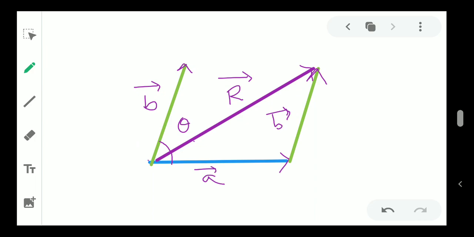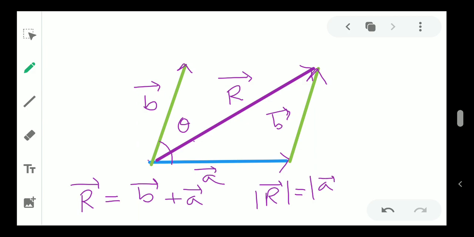We know that the R vector is a mixture of the B vector and the A vector, but I cannot write that the value of R is equal to the value of A plus the value of B. This can happen, but only under certain circumstances. So today I will find what the value of R will be. To find that, we will extend this A a little bit and drop a perpendicular here.